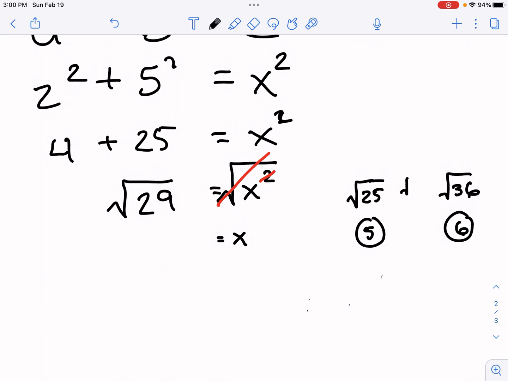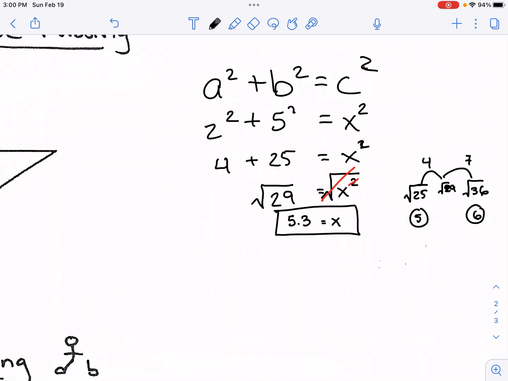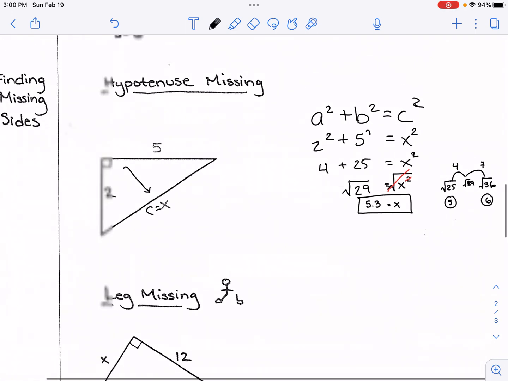If I put 29 in here, that's 4 away from 25, and that looks like 7 away from 36. So it's going to be 5 point something. It's going to be slightly closer to 5. So this is going to be a number that's slightly closer to 5. Let's say 5.3. If you check this using your calculator, you're going to get a number very close if you round it to 5 3/10.